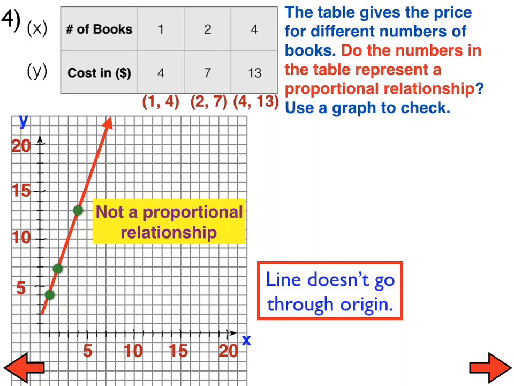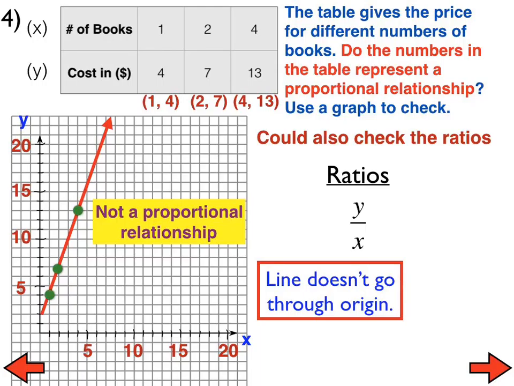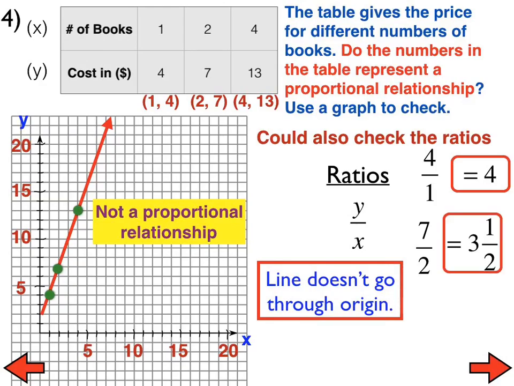Now, like I said, it's really hard to tell with a pencil line because you might have drawn it crooked. Maybe your pencil's really fat and it just looks like it's going through. So you could also check the ratios, which I wrote on your notes. And this is important. If you're not positive whether this is going through or not, you don't want to get it wrong, right? You need to check the ratios then, which is what we learned yesterday. Y over X. 4 over 1, 7 over 2, which reduces to what? 3.5. And then 13 over 4, which is 3 1/4.